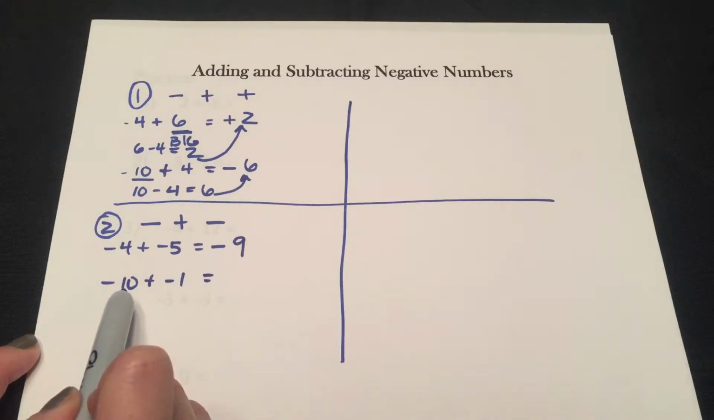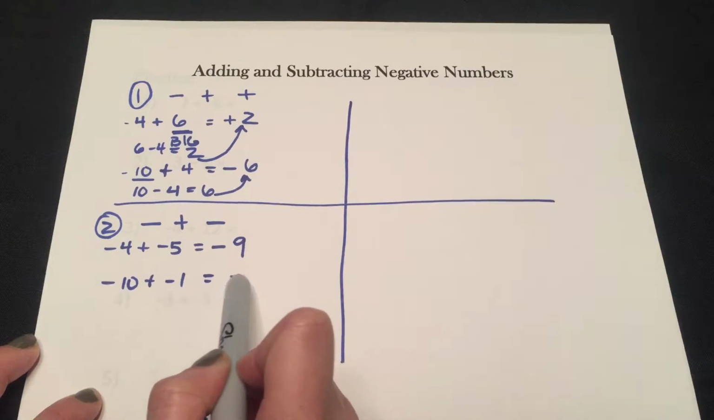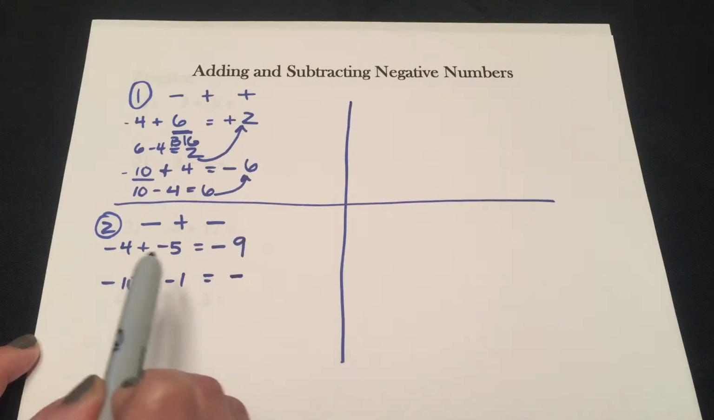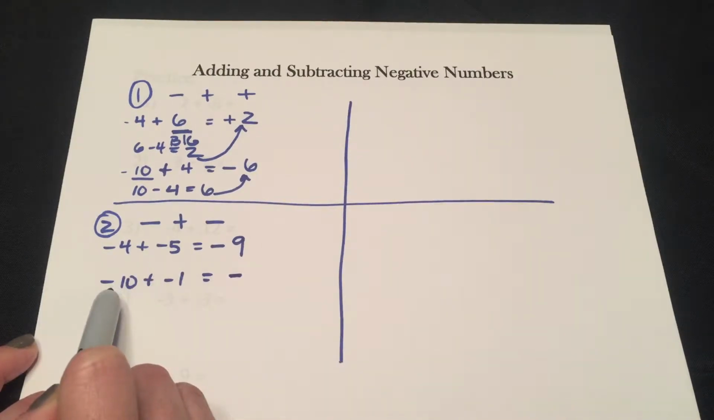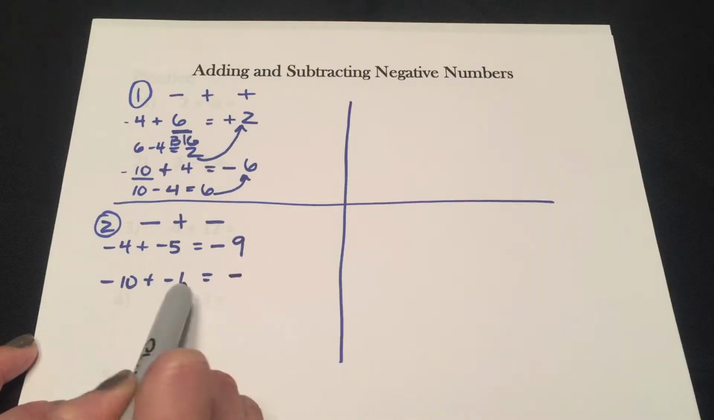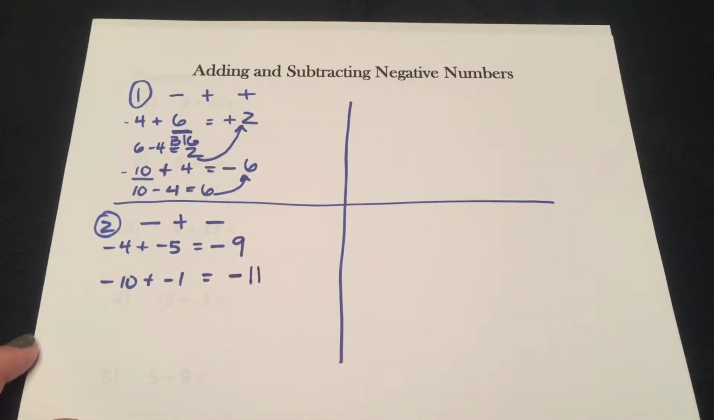We have 10 and 1, and we know that the answer is going to be negative. And pretend we don't have those negatives. We just have 10 plus 1 is 11. Final answer: negative 11. Not too many steps there.